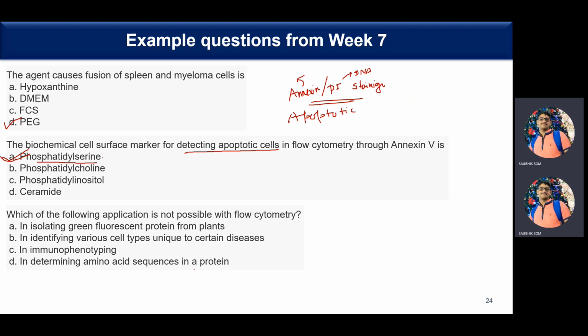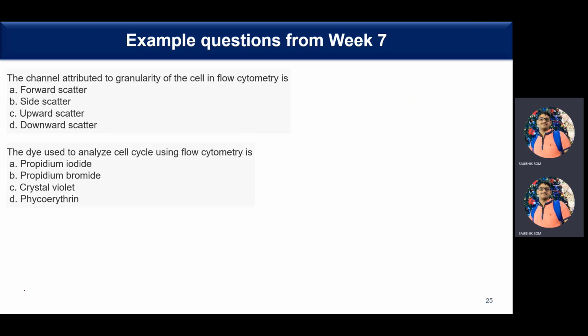In determining the amino acid sequence of a protein, no, we cannot. This is not a sequencing technique. The channel attributed to granularity of the cells in flow cytometry, as I have discussed, is the side scatter. Forward scatter measures the size, and side scatter measures the granularity. There is nothing known as upward scatter or downward scatter.